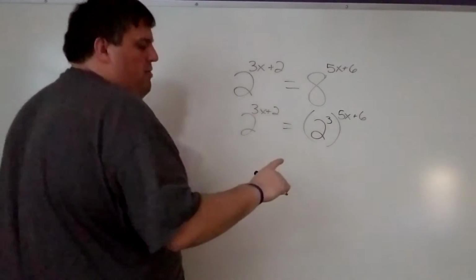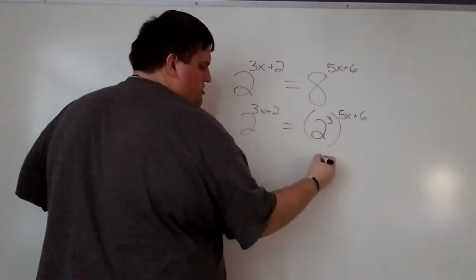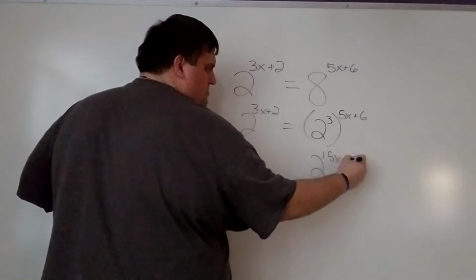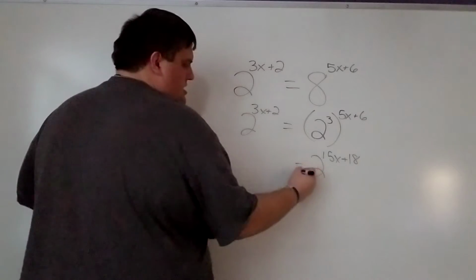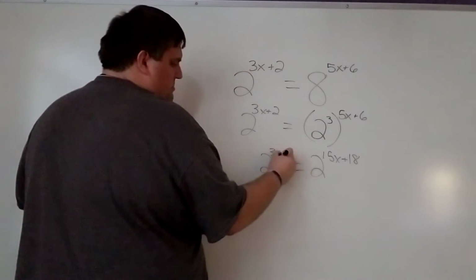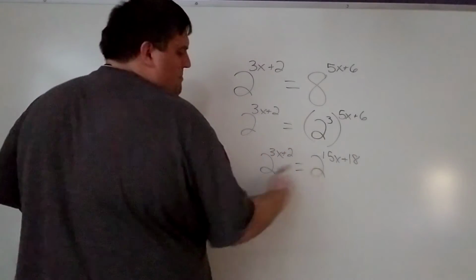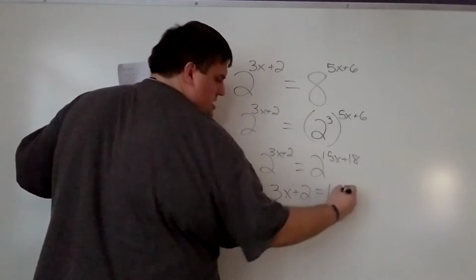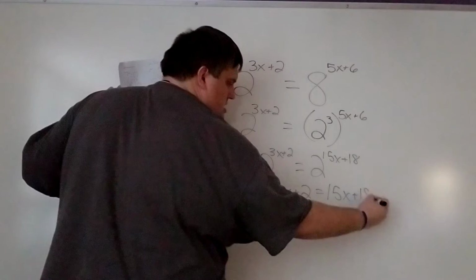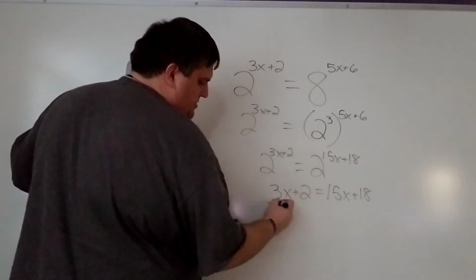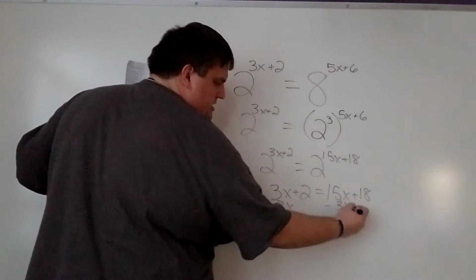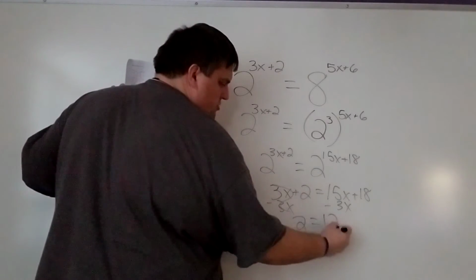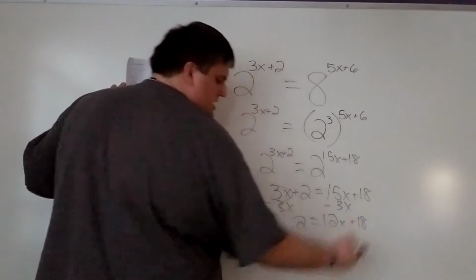And then remember, we've got a power to a power over here, so we have to distribute. That's going to be 2 to the 15x plus 18 equals 2 to the 3x plus 2. Now the bases are the same, we can set the exponents equal to each other. I'm going to subtract 3x from both sides. So 2 equals 12x plus 18.